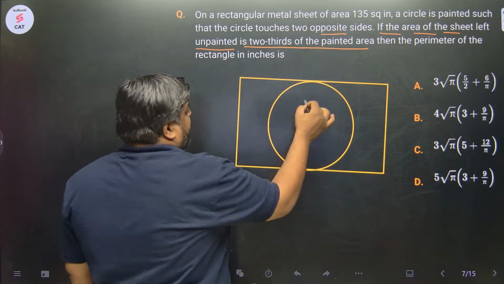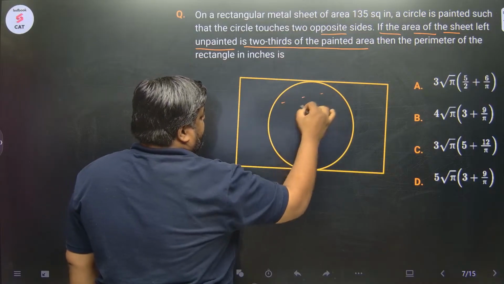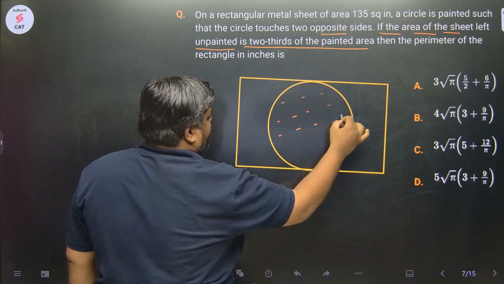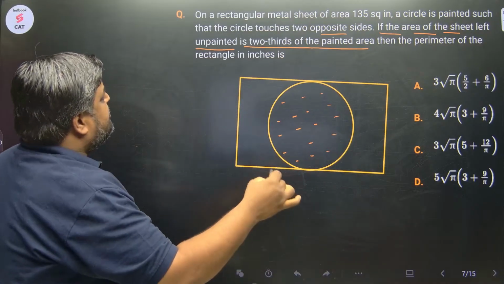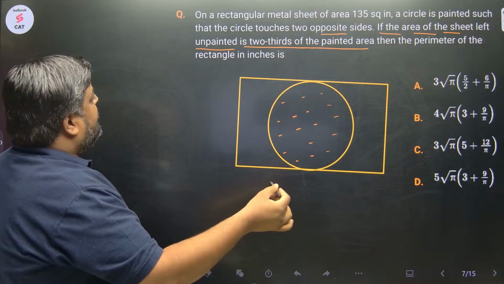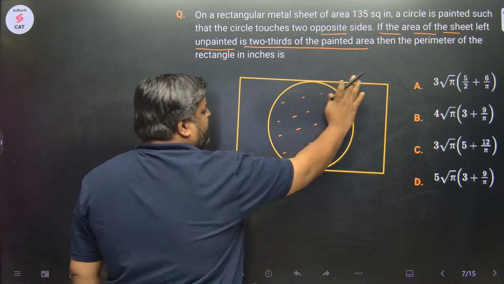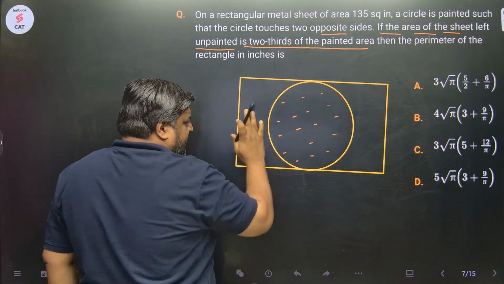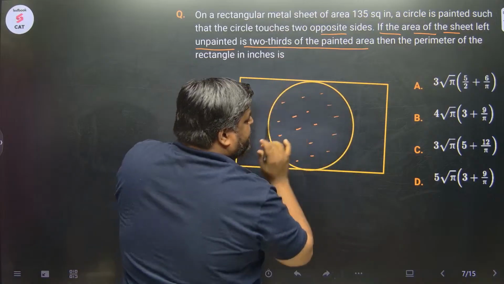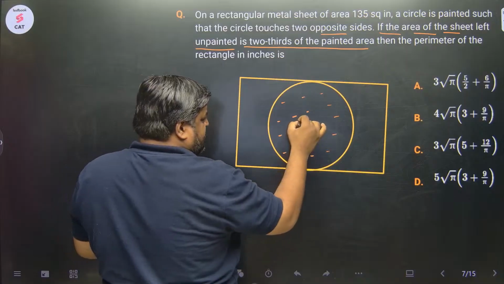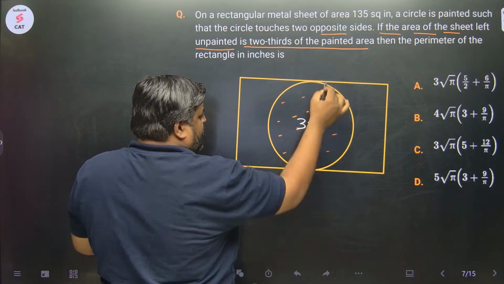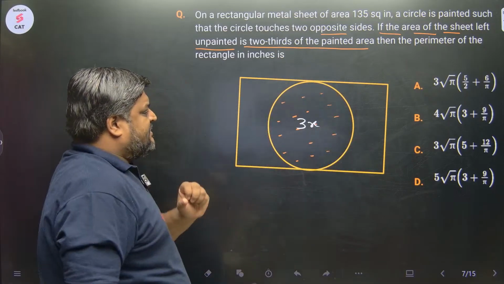What is the painted area? This circular area is painted, right? And this outside area is unpainted area. So this unpainted area is 2/3 of this painted area. Let's say the painted area is 3x. Let's say the total area painted is 3x.